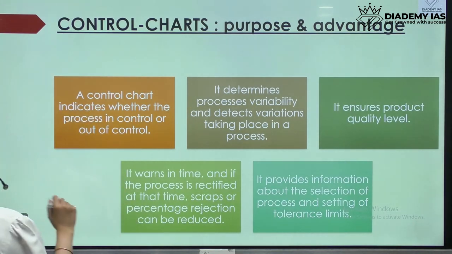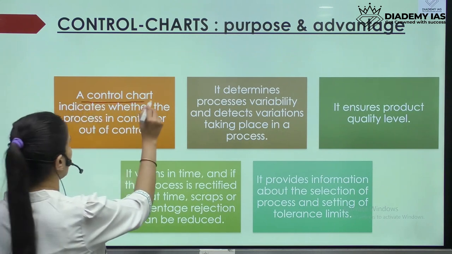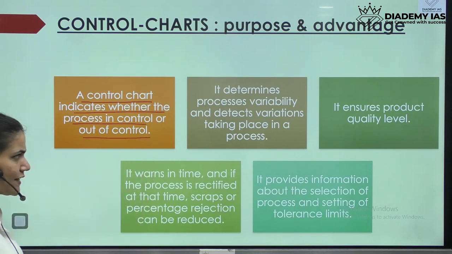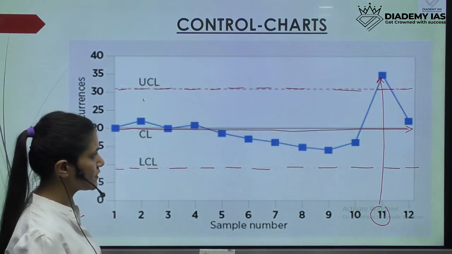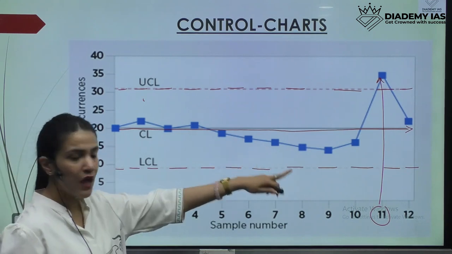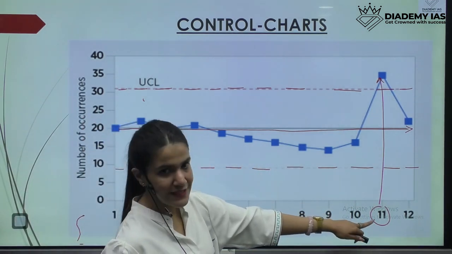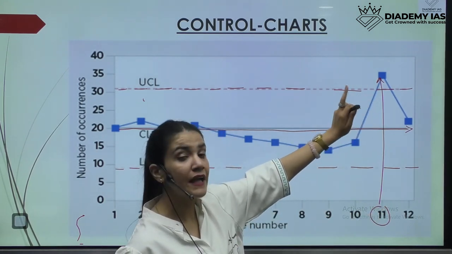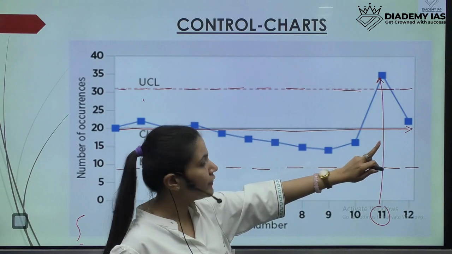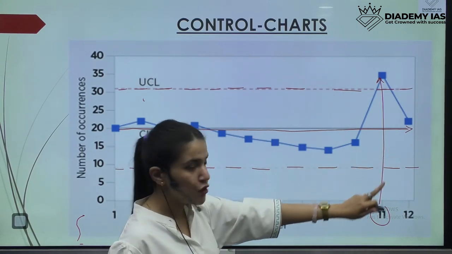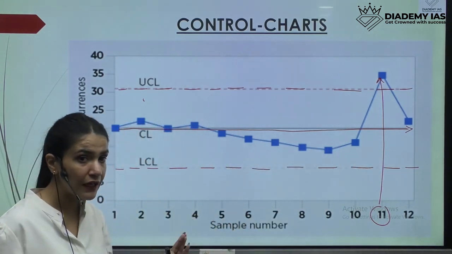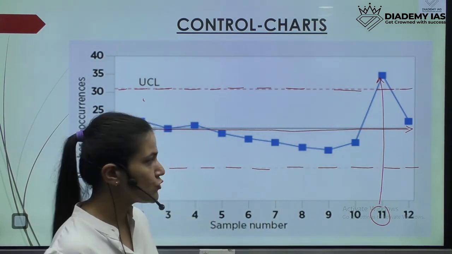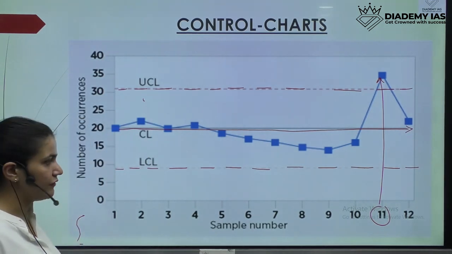First, in this first box, as you can see, a control chart indicates whether the process is in control or out of control. Let's go back to the graph that we just were studying. Here, like I just told you, at point 11 in the sample that we have considered, it completely goes beyond the UCL. So now we can clearly identify that the process is not in control. This graph gives you a clear idea at what point in time your process is going out of control, so you can immediately stop it there, rectify it and come back.